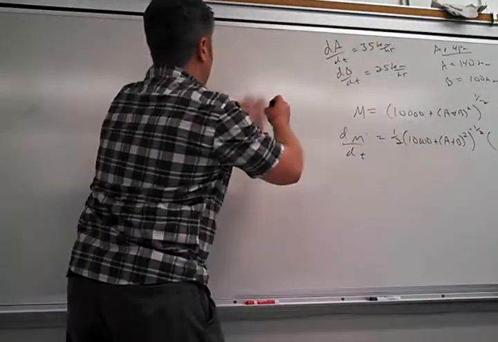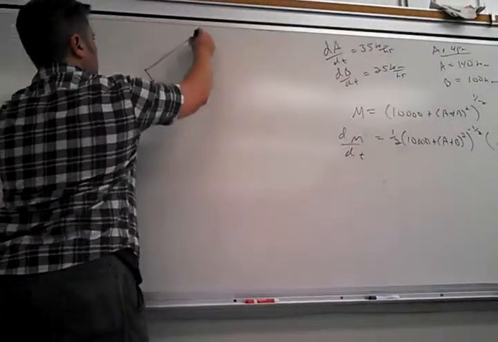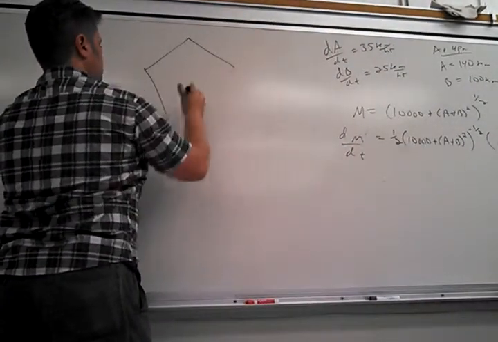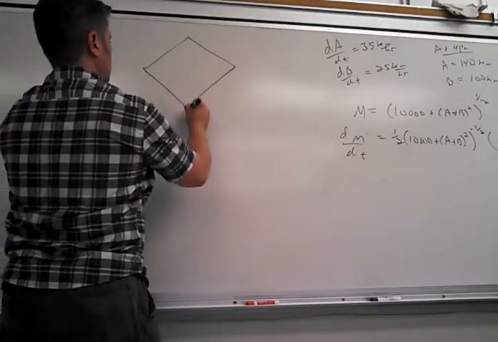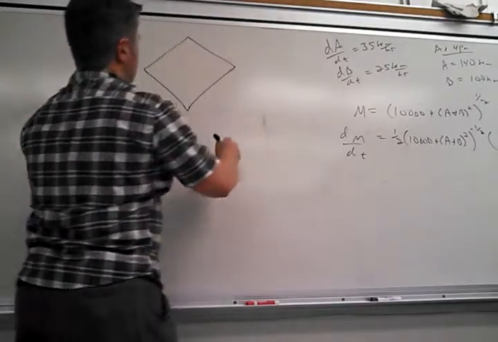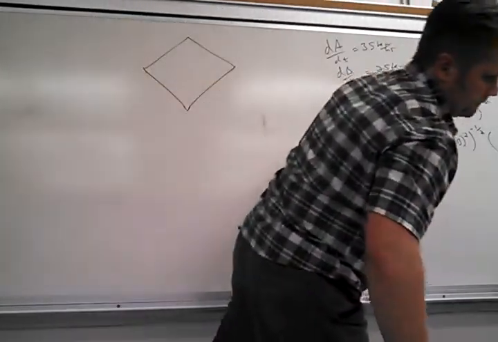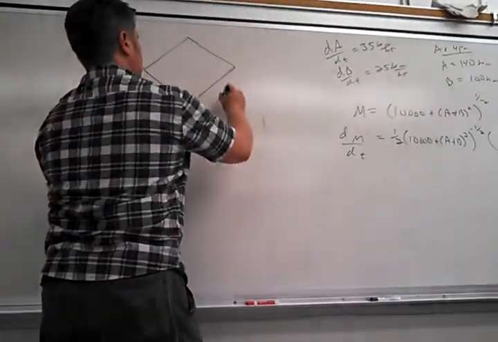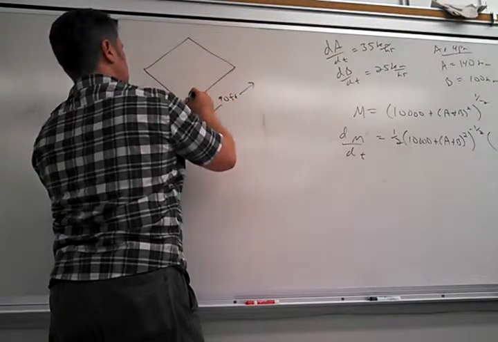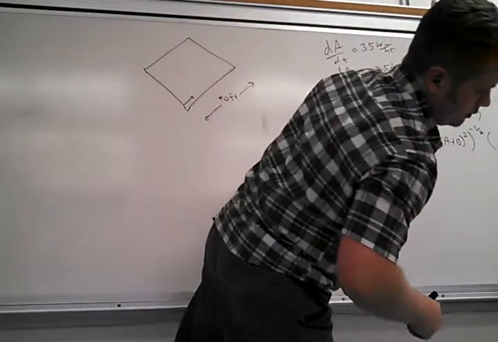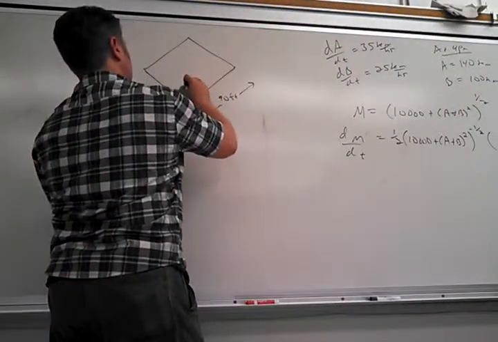So this baseball problem, that's the world's most beautiful diamond there. All right, my diamonds have a few flaws. So this is 90 feet, and he's running in this direction at 24 feet per second.